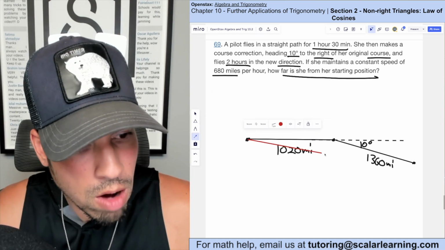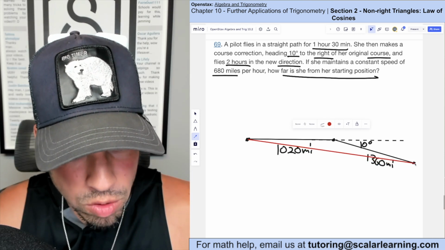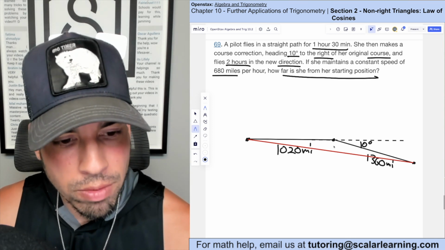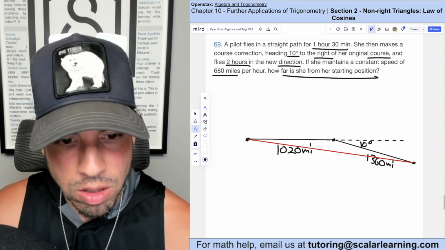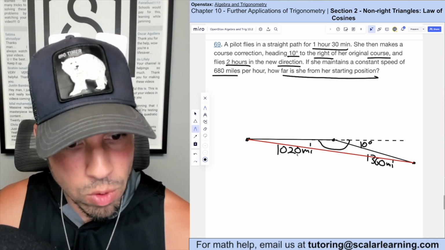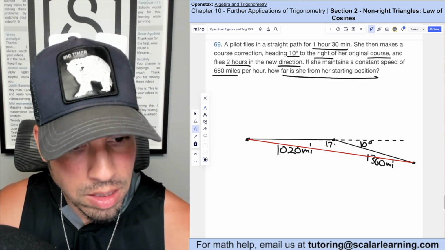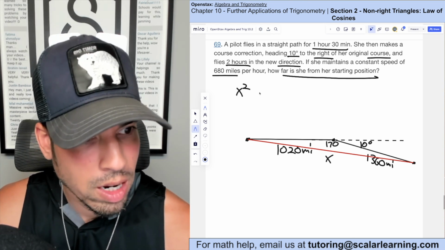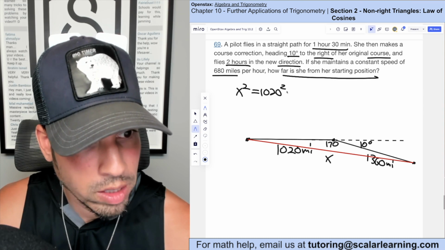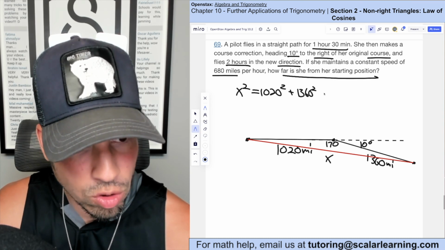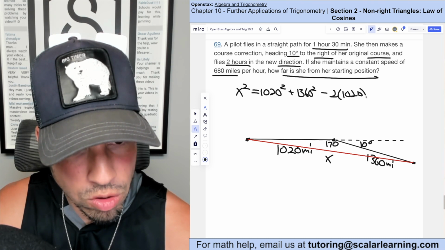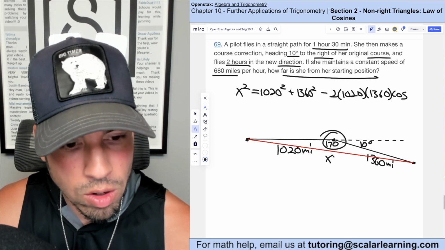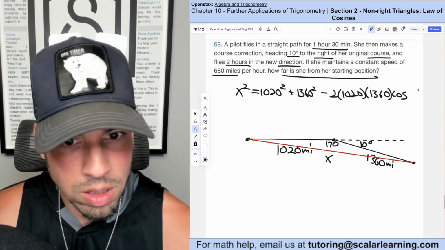And then now we want to know how far are we from the starting position, meaning what is this red value here, this red length? And before we can run the law of cosines, I need to know the angle opposite that unknown side. So if this is 10 degrees and this full thing would be 180, this would be a nice 170 degrees. Okay, now let's set it up. So we're going to call this side x. So we get x squared equal to 1,020 squared plus 1,360 squared minus 2 times both of those, 1,020 and 1,360, times cosine of the angle opposite this, which is 170.